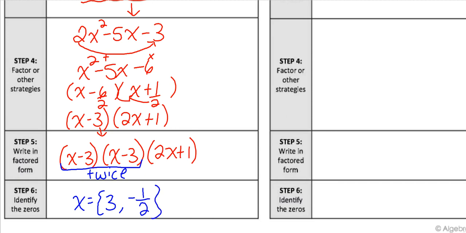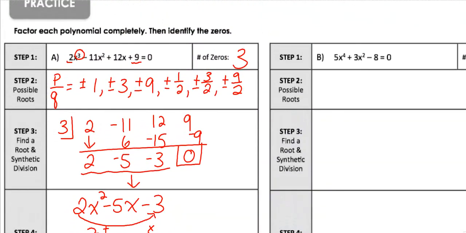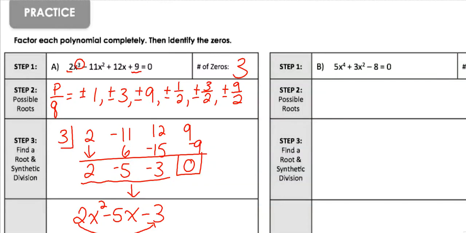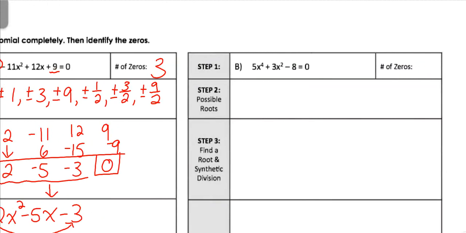Now again, if you look back up at the beginning, we said we needed 3 solutions. That 3 counts twice. So we still have 3 roots there, even though we only listed 2 numbers. We have a double root at +3. Okay, let's look through one more example here.